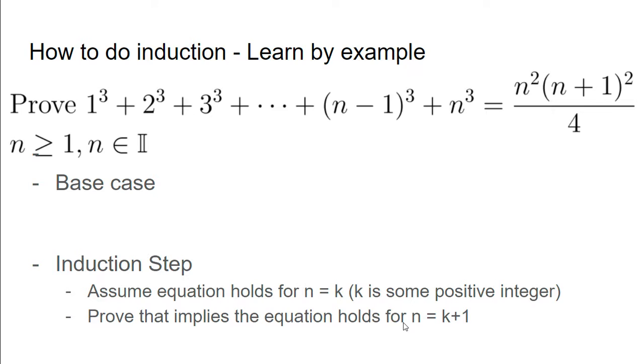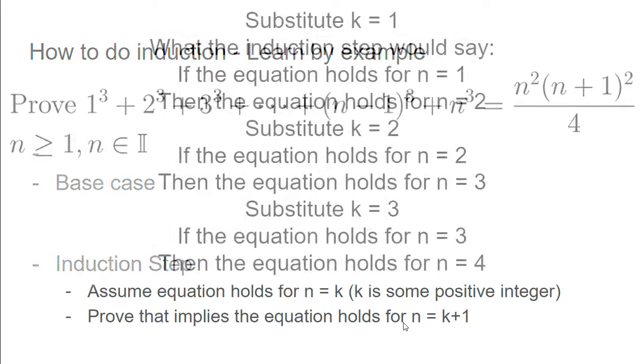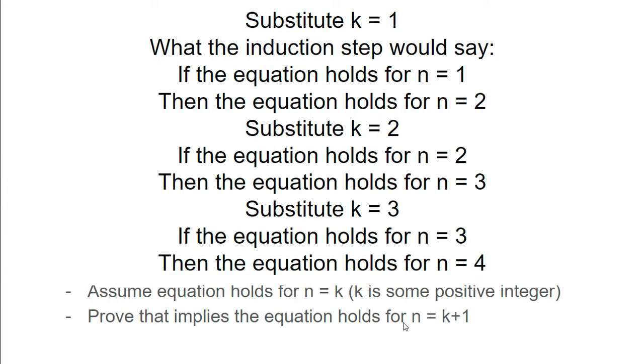Now, suppose for a moment that you prove the induction step, then here's what will happen. If you substitute k is equal to 1, the induction step would say if the equation holds for n is equal to 1, then the equation holds for n is equal to 1 plus 1, which is equal to 2. Now, if you substitute k is equal to 2, you get if the equation holds for n is equal to 2, then the equation holds for n is equal to 2 plus 1, which is equal to 3. If you substitute k is equal to 3, you get the equation holds for n is equal to 4, and so on up to positive infinity.